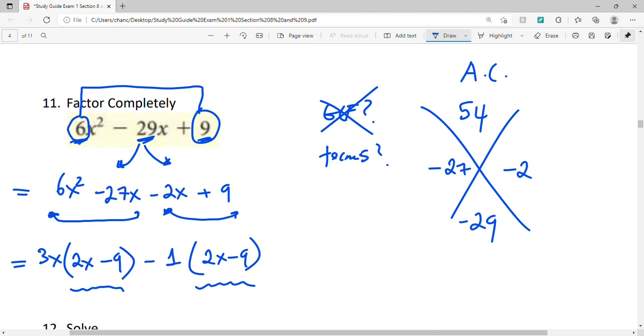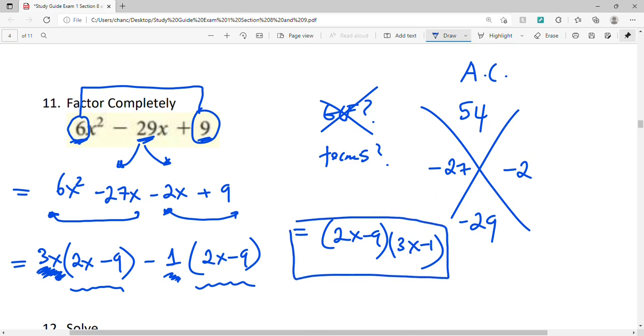Now we can factor this again, taking out the 2x minus 9. We have 2x minus 9 in the front, and what's left over is the 3x minus 1. So this is our factored form. It's 2x minus 9 times 3x minus 1.